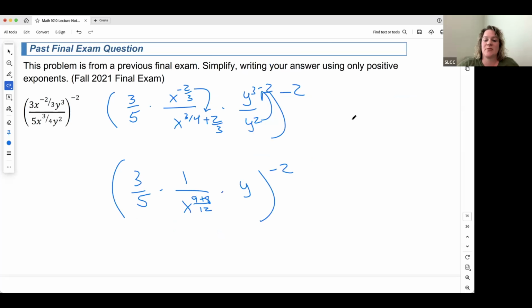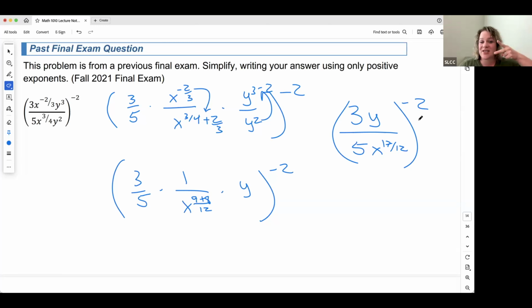So now I can put it together. 3y over 5 times x to the 17/12, all raised to the negative 2. Now there's two things happening there in the exponent. The negative will flip it or take the reciprocal. And then the 2, you want to square everything. Most students forget to square the 3 and the 5. Don't let that be you.